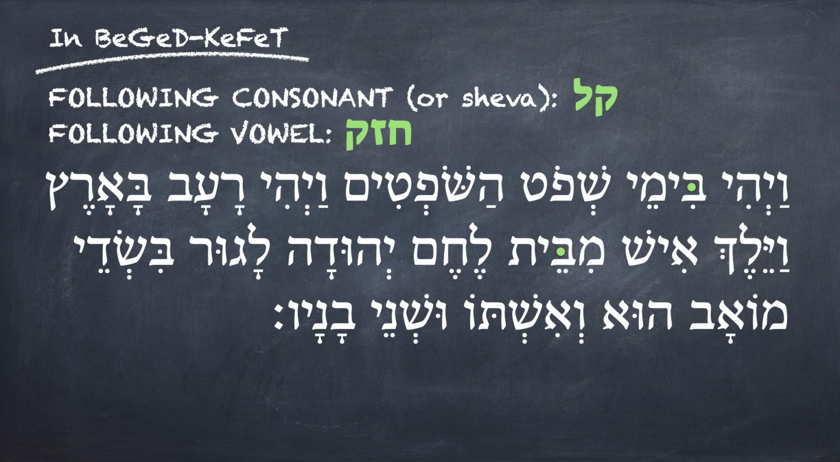Well, let's check the others here just for practice. Here's another bet in bis de. Look in the rear view, and there's a resh, a consonant. So, the dagesh is a kal. One more, in the tav of ve'ishto. Look in the rear view, and here's a shva. So, this is also a dagesh kal.